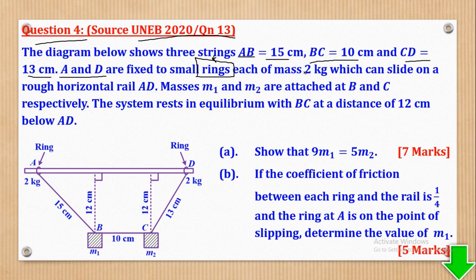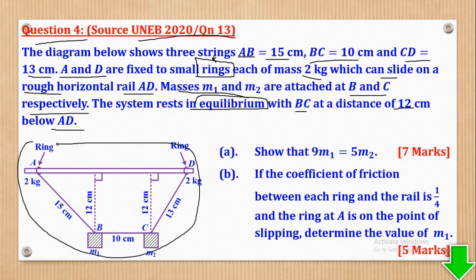Each of mass 2 kilograms, which can slide on a rough horizontal rail AD. Masses M1 and M2 are attached at B and C respectively. The system rests in equilibrium, so this is the most important keyword, equilibrium, with BC at a distance of 12 centimeters below AD. So the good thing, they helped us and they drew for us the diagram.